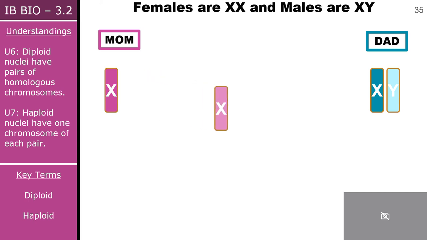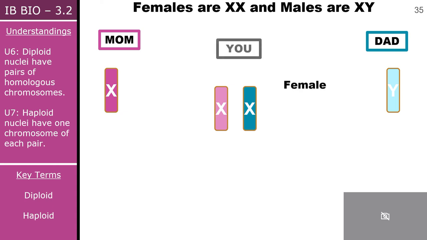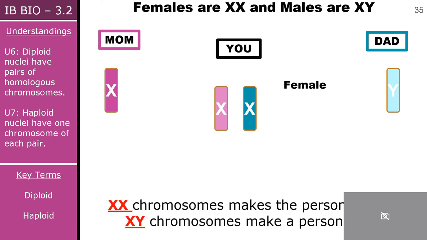So let's say that we have this person here, and mom donates an X chromosome because that's all she has to give. So dad can choose to give his X, and in this case, because it's XX, the baby will be female. But let's say that, again, because this is random, let's say that instead of this, mom gives her X and dad gives a Y. In that case, the baby would be male. So XX chromosomes make a person female, and XY chromosomes make that person male. Okay.